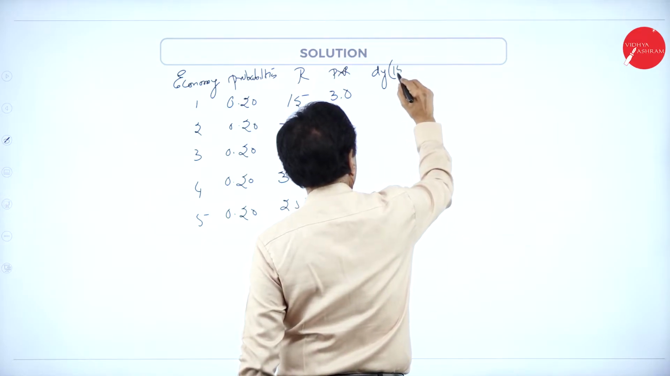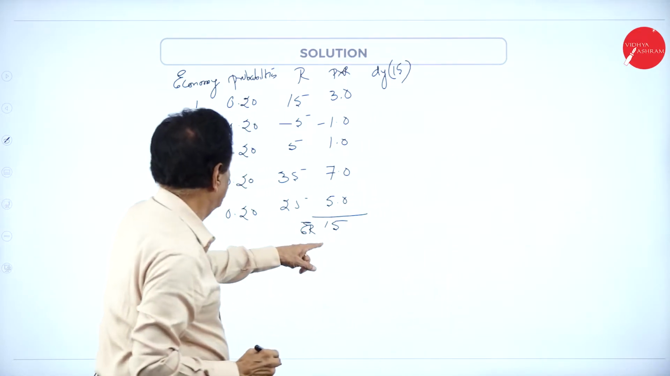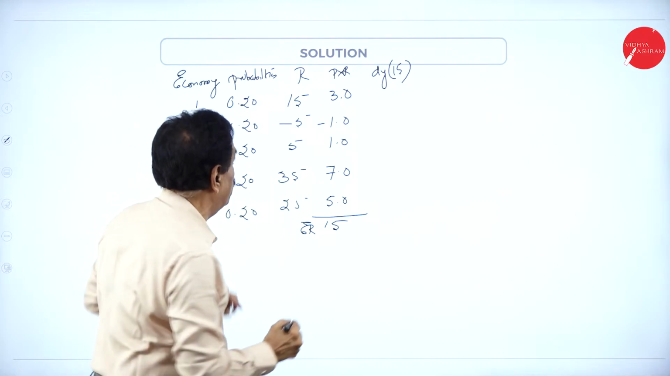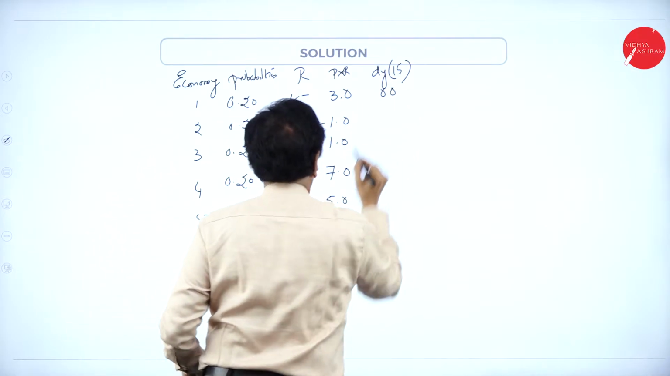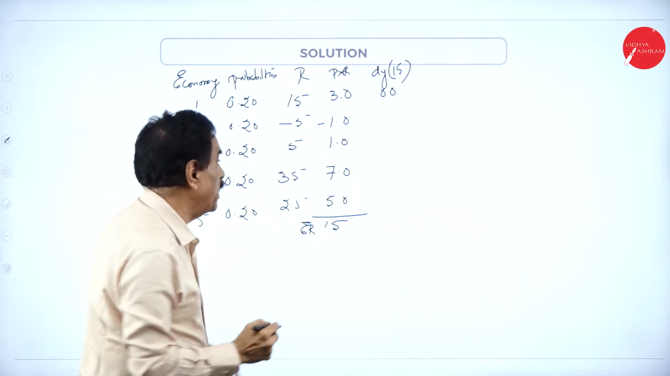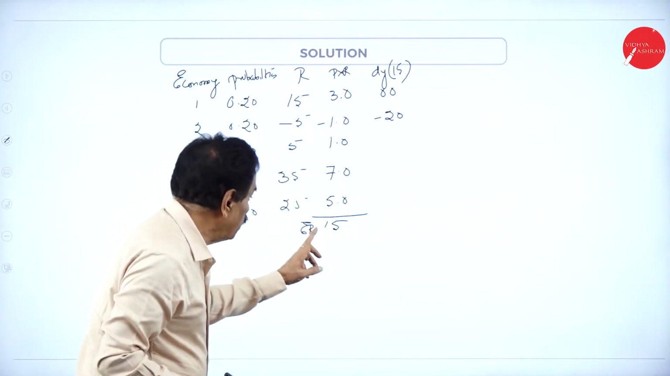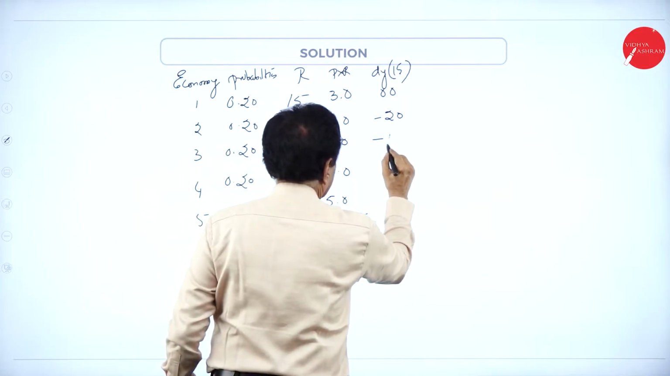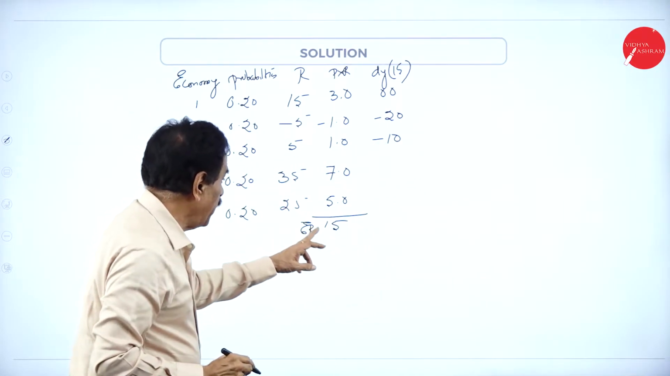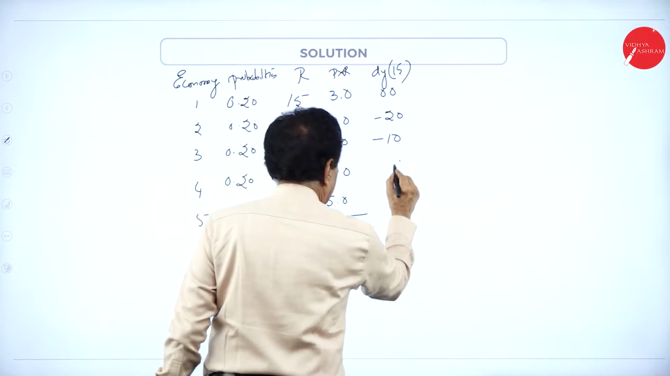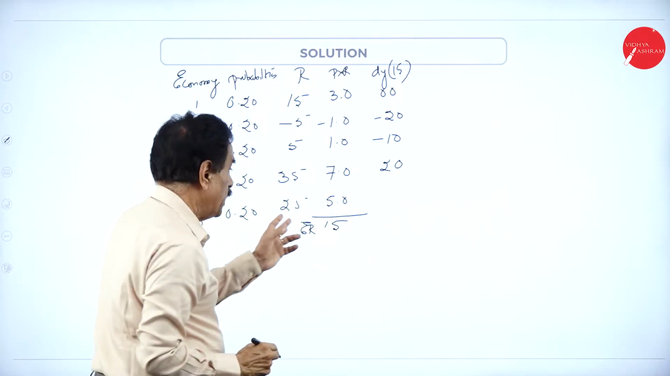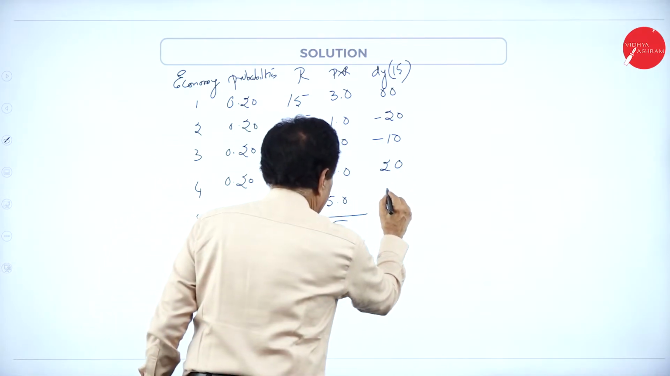Take the deviation dy from 15. What is the first one? 15 minus 15 is 0. Minus 5 minus 15 is minus 20. 5 minus 15 is minus 10. 35 minus 15 is 20. 25 minus 15 is 10.